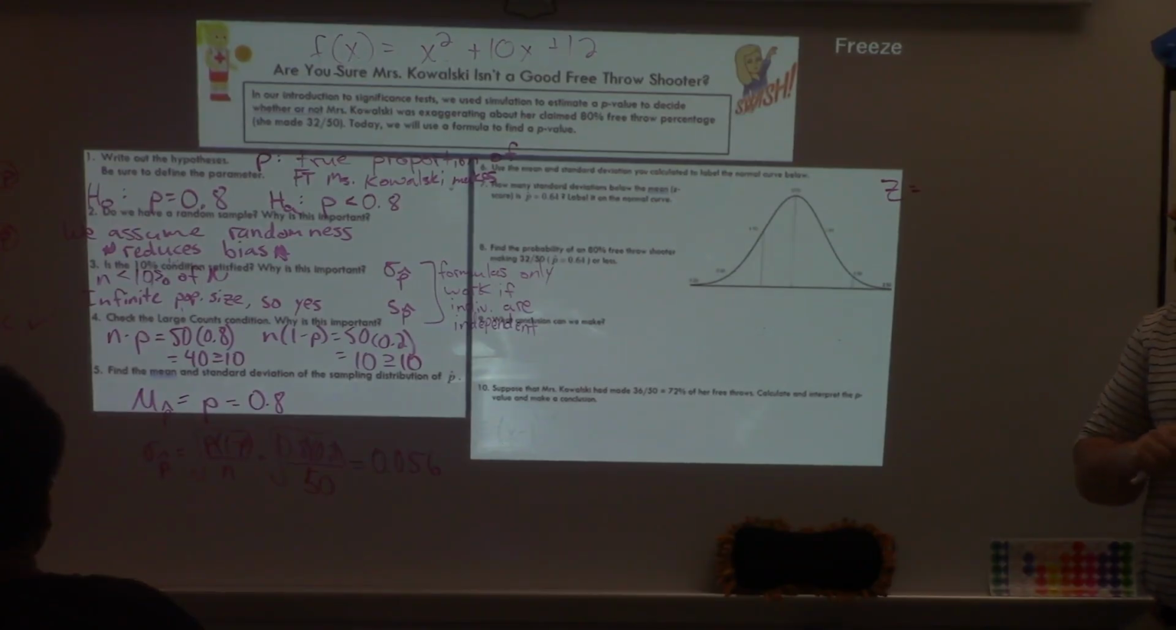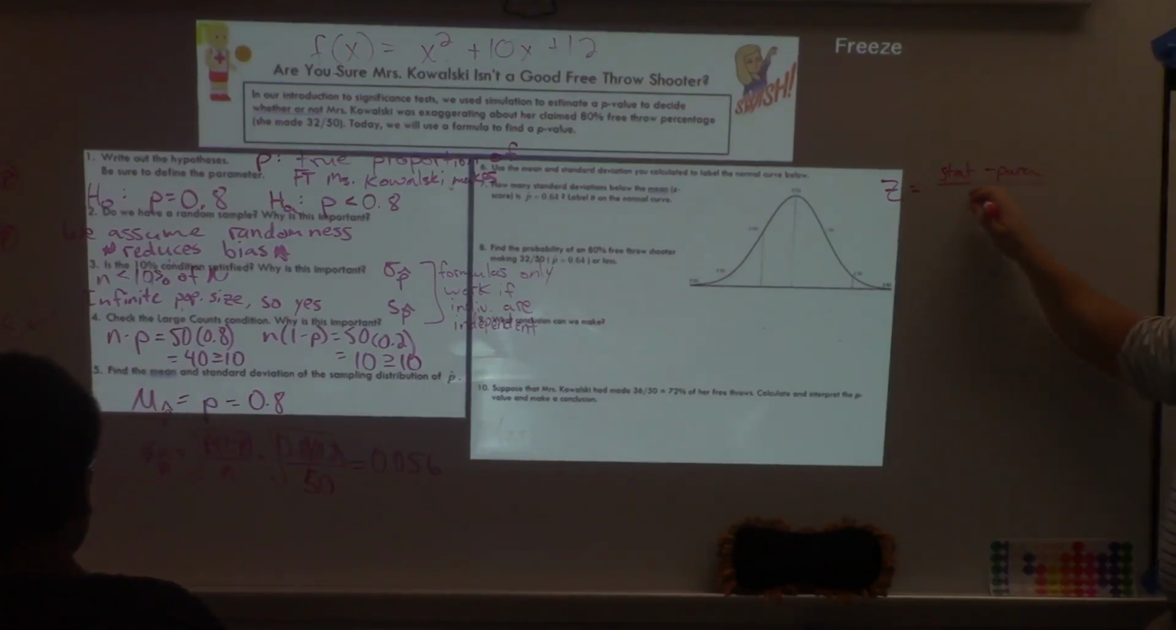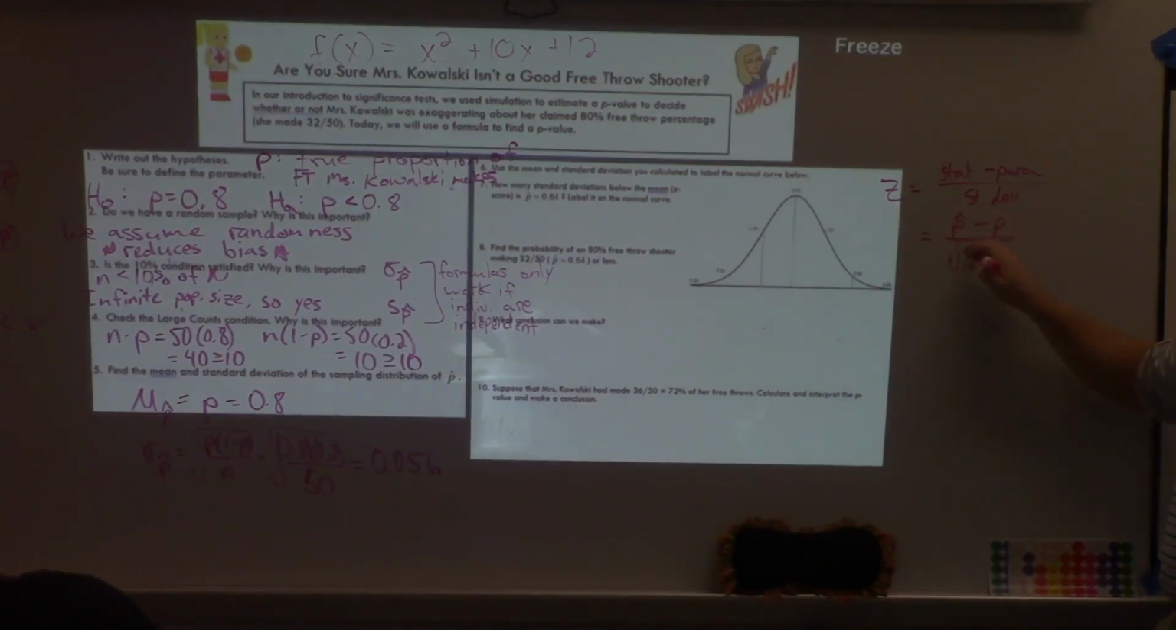Earlier, you said you don't want to memorize another formula, and I don't blame you. But in general, z is statistic minus parameter, divided by standard error, but in this case it would be the standard deviation of the sampling distribution. So I always like to write out my formula: statistic minus parameter, divided by standard deviation. And I 100% write this all the way out.